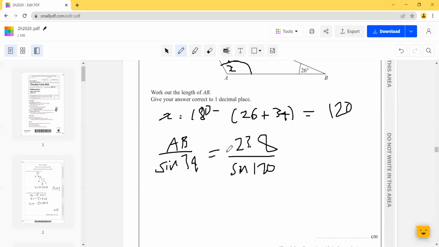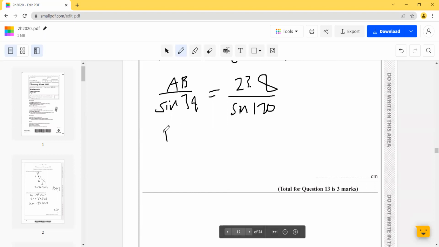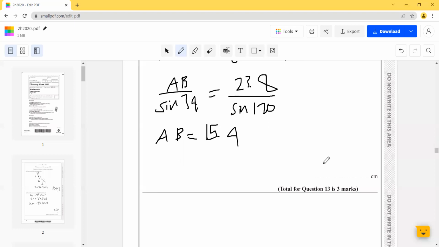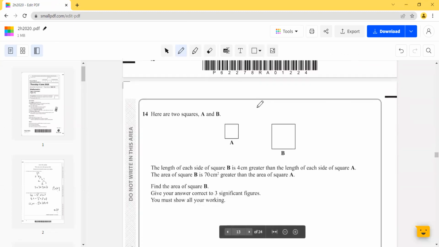Okay, now again, just use a calculator. So AB is equal to 23.8 over sine 120 multiplied by sine of 34. Okay, which is 15.36. And we're going to round that to 15.4. Cool. So it's 15.4 centimeters.